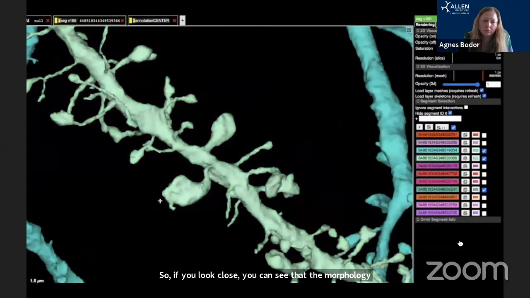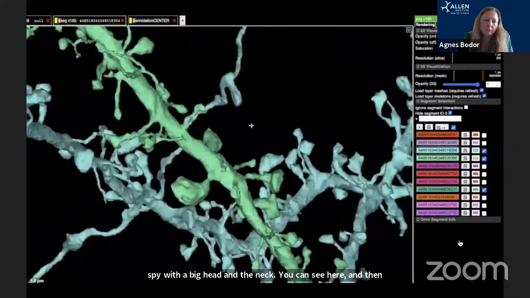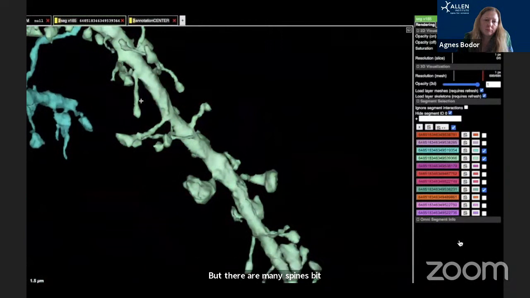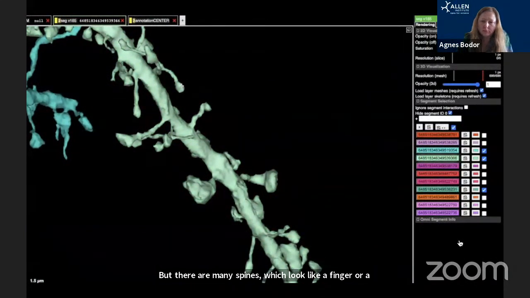The most well-known are the mushroom spines with a big head and a neck. You can see here, and another one here. But there are many spines which look like a finger or a filopodia with a much smaller head. But no matter what, they still have a head and a neck.